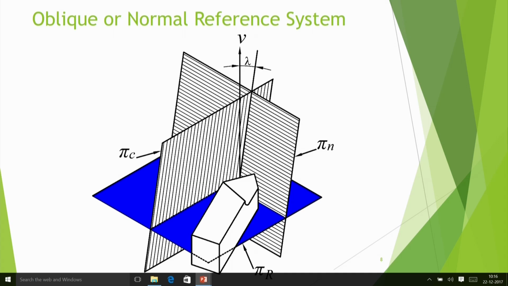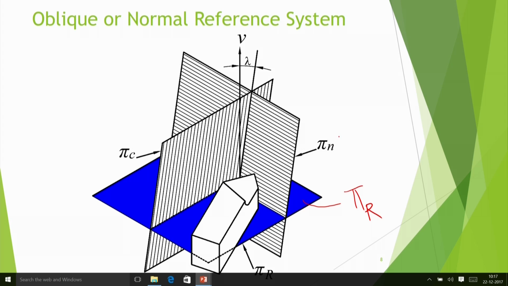In this, the reference plane is as usual the same. That means the reference plane is not changing. In most cases the reference plane is basically the same. It is perpendicular to the cutting velocity, and then we have the cutting plane. The cutting plane is containing the velocity vector, and it is also containing the cutting edge. It is orthogonal to pi r. But the third plane is not orthogonal to the other two planes. It is not pi o. Instead it is pi n.